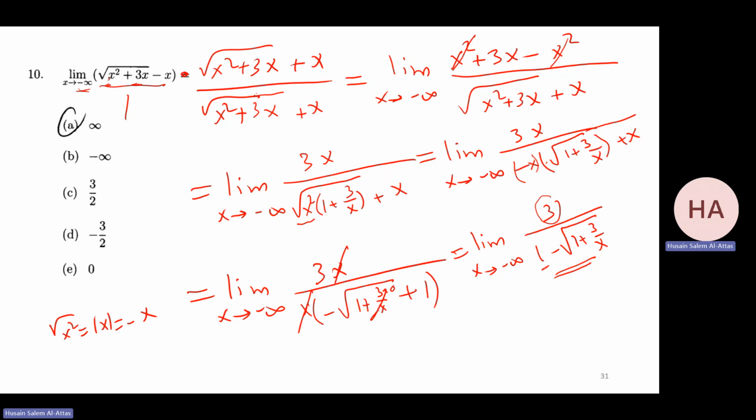But which one is bigger, this or this? Notice something. This is a negative value. X goes to minus infinity. So 1 plus 3 over x is less than 1. Square root of something less than 1, 1 minus something, so this will be positive. So that will be plus infinity. I know it's non-zero over 0. Then 1 minus 1, so it will be 0. So this will be plus infinity.